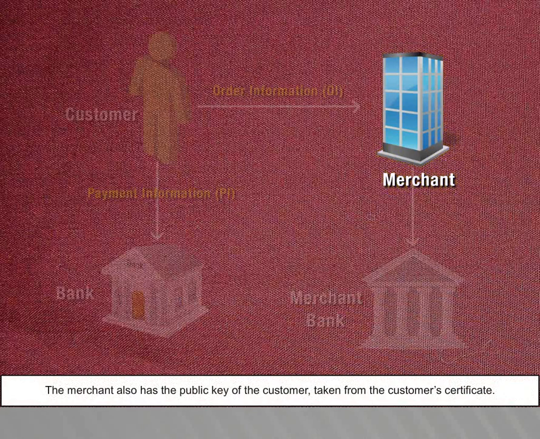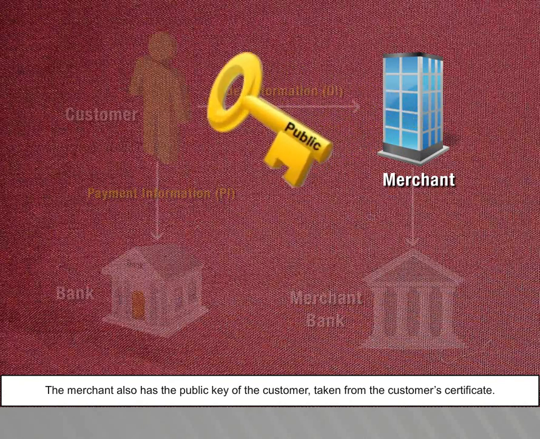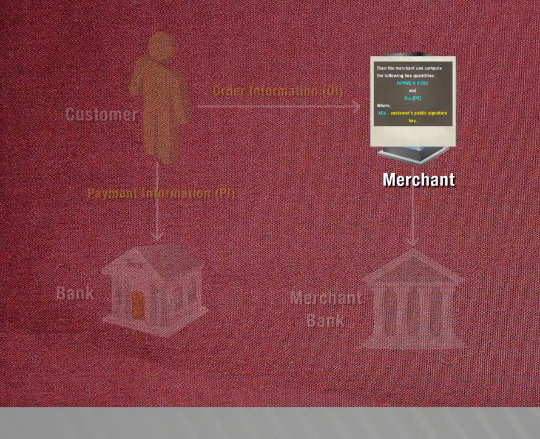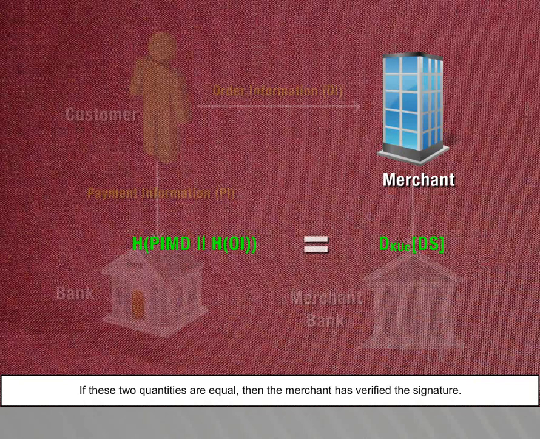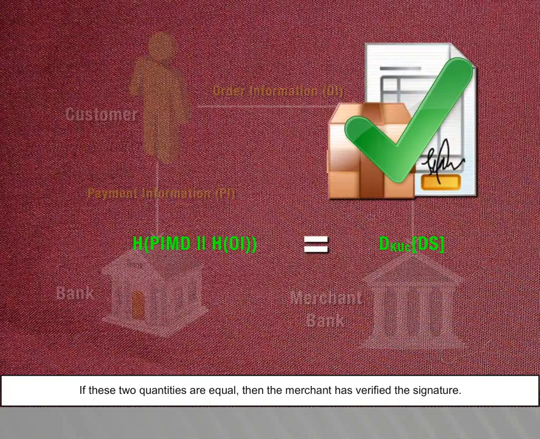The merchant also has the public key of the customer taken from the customer's certificate. Then the merchant can compute the following two quantities. H(PIMD || H(OI)) and D(KUc, DS), where KUc is the customer's public signature key. If these two quantities are equal, then the merchant has verified the signature.